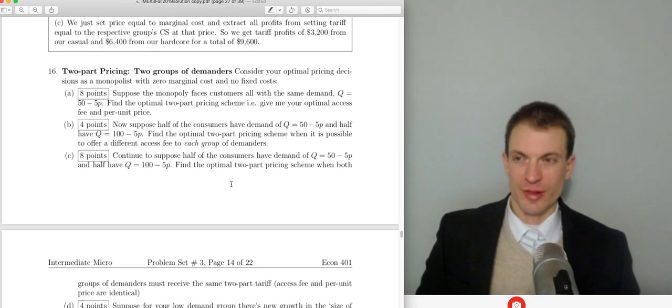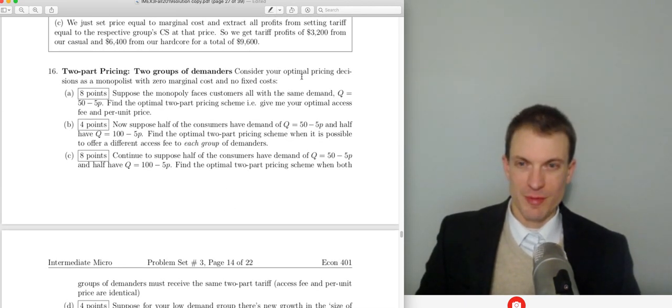Might as well just do this last one. All right, so two groups of demanders. Suppose the monopoly faces customers all the same demand, Q is equal to 50 minus 5p. Find the optimal two-part pricing scheme. Give me your optimal access fee and per unit price. Suppose half have this demand, half have this demand.